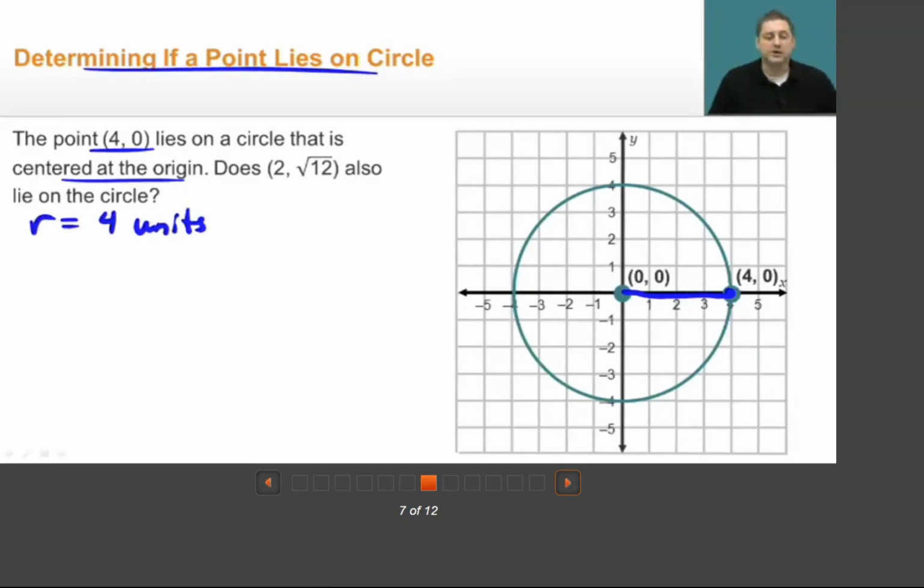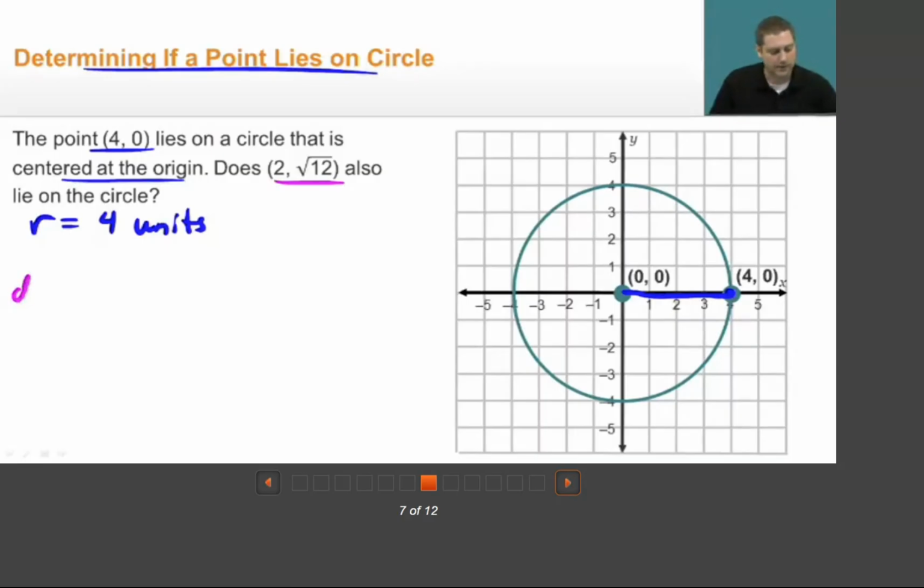All right, well, the question is, does 2, square root of 12 also lie on the circle? Well, here we can use the distance formula. If I find the distance between 2, square root of 12 and 0, 0, well, then we can determine if it's 4, then yes, it lies on the circle. If that length is not 4, either greater than or less than, we know it would not lie on the circle.